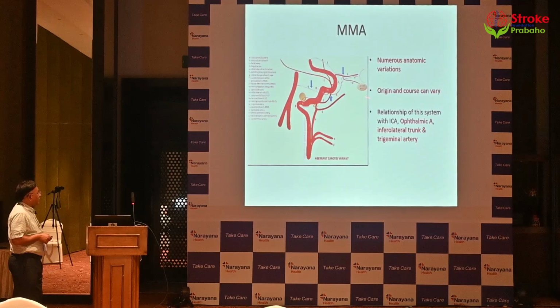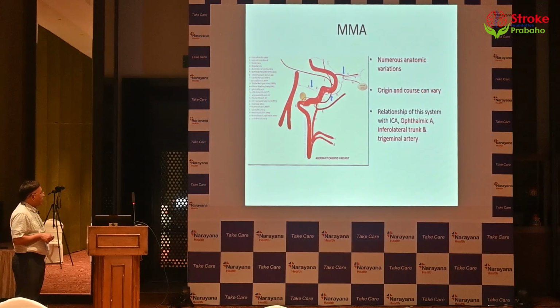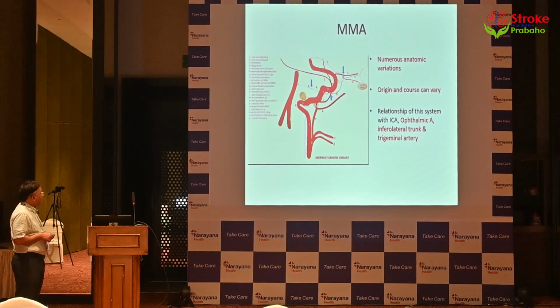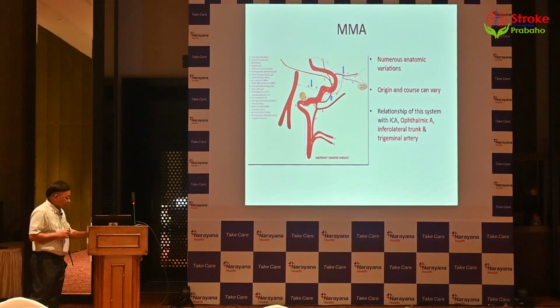The middle meningeal artery has various anatomic variations. Its origin and course may vary, and its relation to the ICA is very important, because it has connections with the ophthalmic artery, the inferior trunk, and the trigeminal artery. So this is the middle meningeal artery. Here it has a connection with the ophthalmic artery, with the inferior trunk, and with the trigeminal artery system.